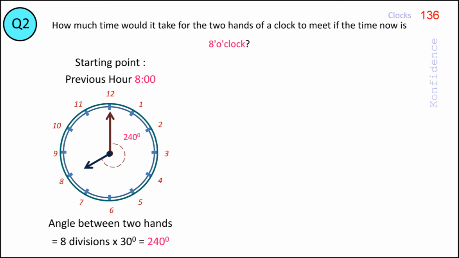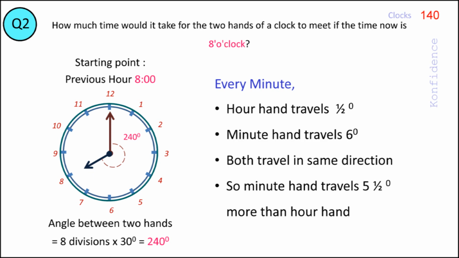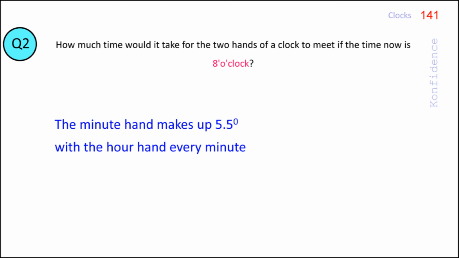How much time will it take? We discussed a little earlier that every minute the hour hand travels half a degree and the minute hand travels 6 degrees. So, in every minute, the minute hand travels 5.5 degrees more than the hour hand, or the minute hand travels 5.5 degrees faster than the hour hand in a minute. The minute hand makes up 5.5 degrees with the hour hand every minute.